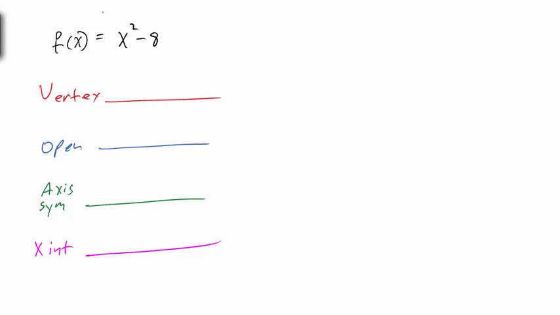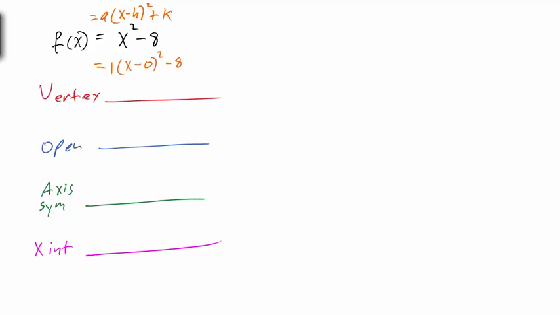So once again here, our standard form is a times x minus h squared plus k. If we want to rewrite this, we just have x squared minus 8. So technically, we would actually have x minus 0 squared minus 8. And then again, there's understood to be a 1 out front.